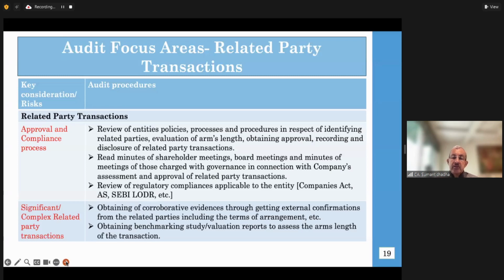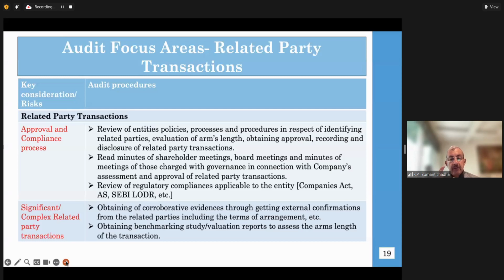There are always concerns on disclosures of related parties also, but that is for any such transactions. But here, where there are nebulous companies operating under some umbrella, which may or may not be under the same definitions, it becomes very onerous on the auditors. So corroborative evidence through external confirmations from related parties, including the terms of the arrangement, and arm's length price establishment again becomes a very big challenge because of the inherent nature of this industry. So materiality has to be there.